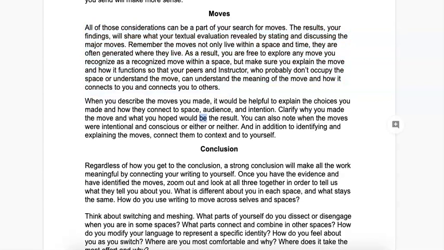can understand the meaning of the move and how it connects to you and connects you to others. When you describe the moves you made, it would be helpful to explain the choices you made and how they connect to space, audience, and intention. Clarify why you made the move and what you hoped would be the result. You can also note when the moves were intentional and conscious, or either or neither. And in addition to identifying and explaining the moves, connect them to context and to yourself.